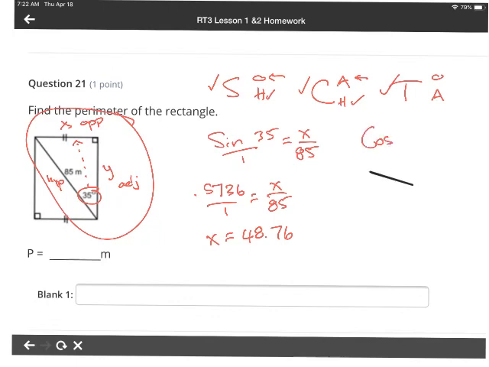And then we've got the cosine of 35 equals the adjacent y over the hypotenuse of 85. So we're going to cross multiply and solve on this one. We've got 0.8192 over 1 equals y over 85. And then we cross multiply to solve for y. So we have 85 times 0.8192. And we get 69.63.